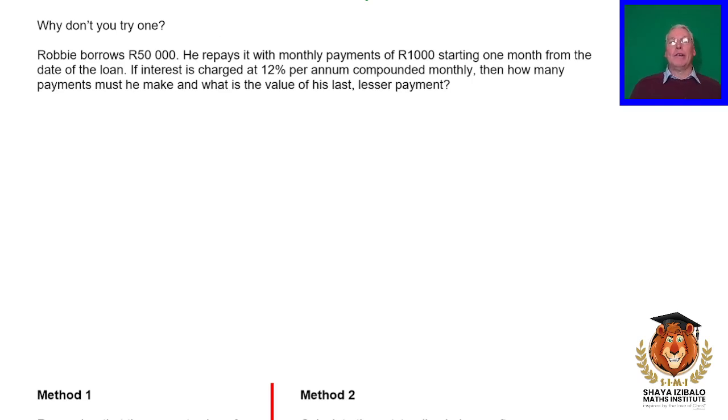So let's just look at an example of calculating a last lesser payment. Robbie borrows 50,000 Rand. He repays it with monthly payments of 1,000 Rand starting 1 month from the date of the loan. That's completely normal. The interest is 12% per annum compounded monthly. So in fact, the monthly interest rate is 1%, 0.01. How many payments must he make, and what is the value of his last lesser payment?